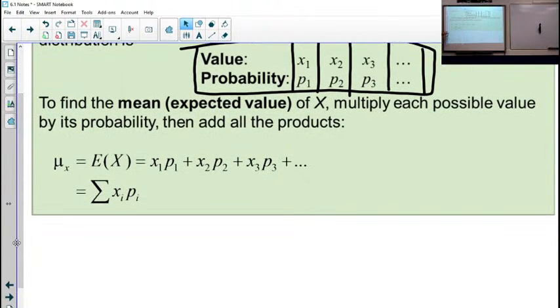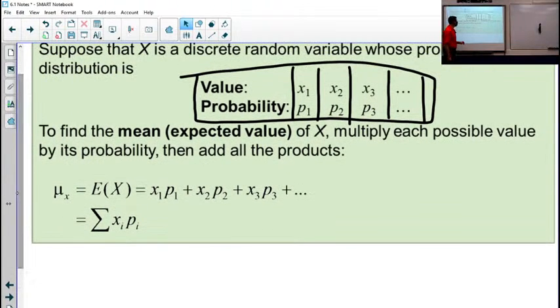So to find the mean or expected value, we're going to go across our row, and we're going to take whatever value is in this table times the probability of it happening. And then we're going to go on to the next column, and we're going to take the value times probability of it happening, plus the next value times probability of it happening. And then we're going to add all those together, and that's going to make up our mean.